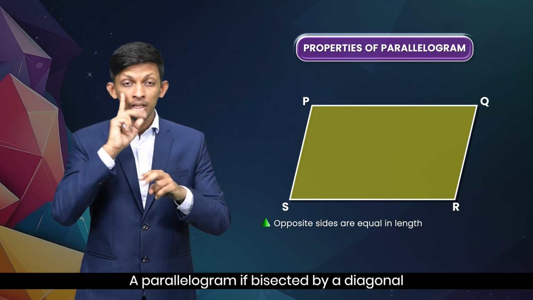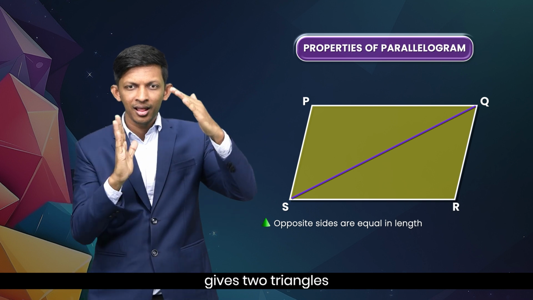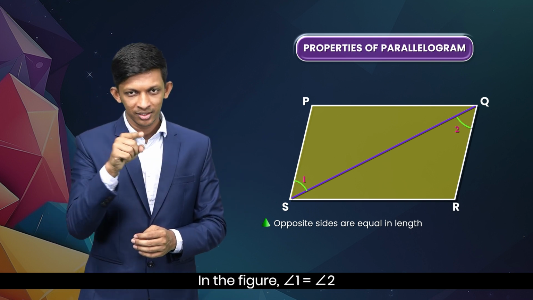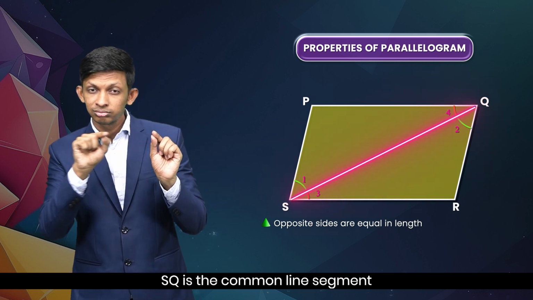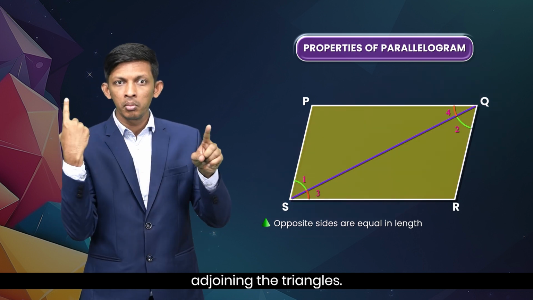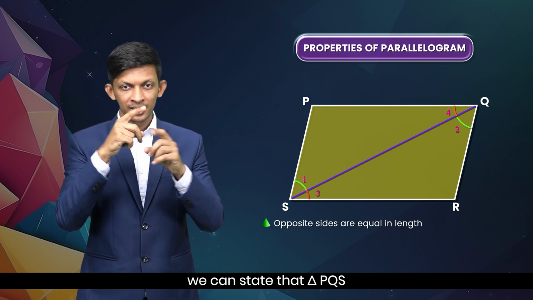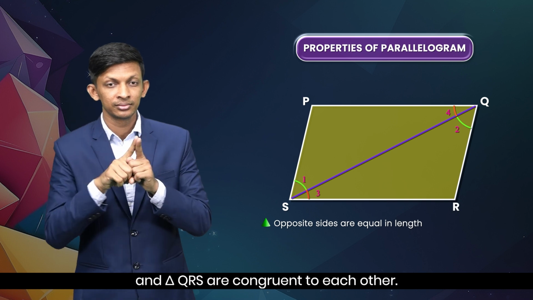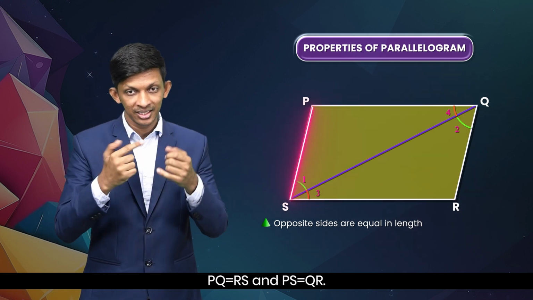A parallelogram, if bisected by a diagonal, gives two triangles. In the figure, angle 1 is equal to angle 2 and angle 3 is equal to angle 4, as opposite angles. SQ is a common line segment adjoining the triangles. Therefore, using the ASA congruency, we can state that triangle PQS and triangle QRS are congruent to each other. Hence, from the above theory, we can say PQ is equal to RS and PS is equal to QR.